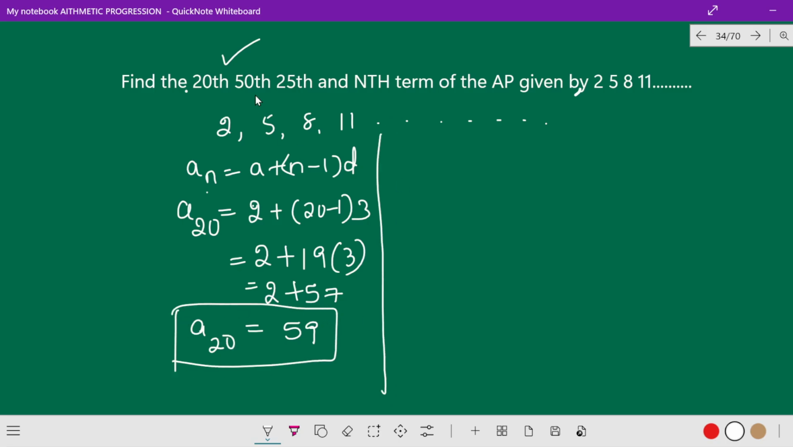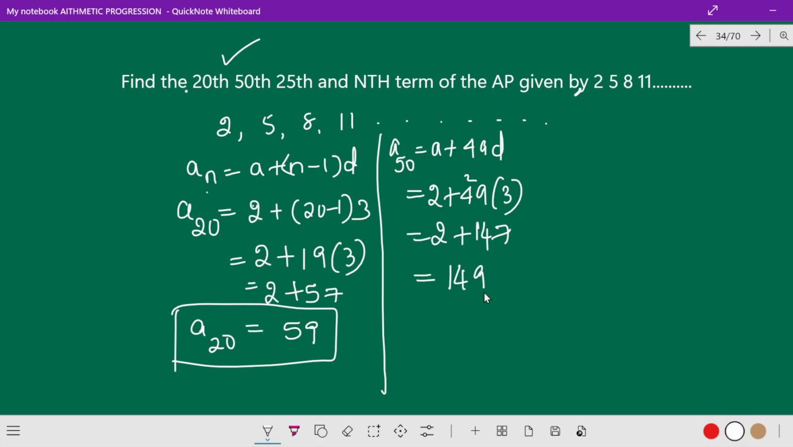In the same way, we find the 50th term. a50 is equal to a plus 49d. So a is 2 plus 49 into 3, where d is 3. 49 times 3 is 147, so 2 plus 147 gives the answer 149. So the 50th term is 149.